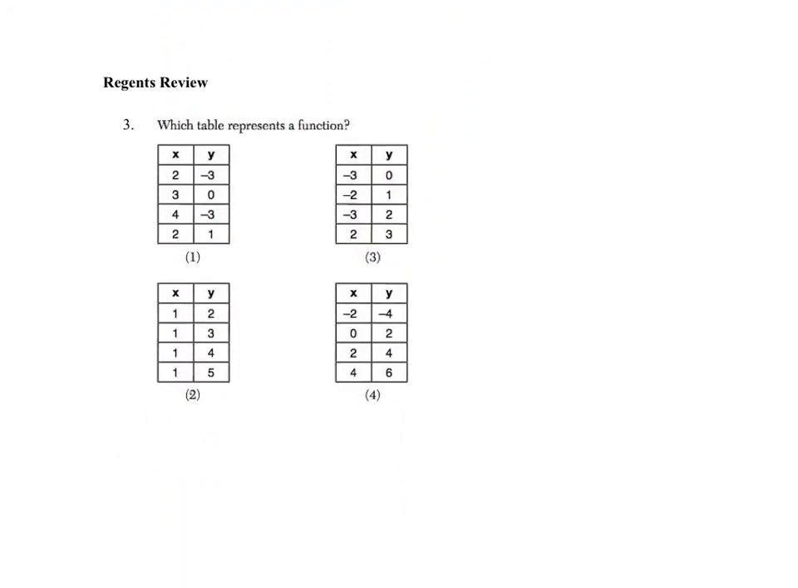Which table represents a function? Okay, so this is review. Keyword here is function, okay? Remember that a function is for every input, there can be exactly one output. So let's look at our choices here. In choice number 1, I noticed that the input 2 has 2 different outputs. It has negative 3 and it has 1. So that's not a function.